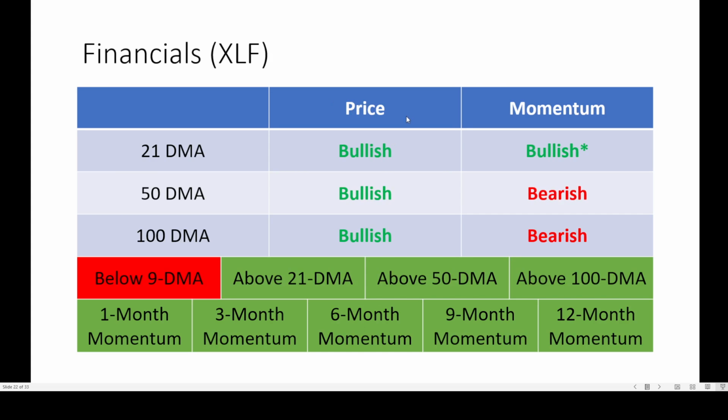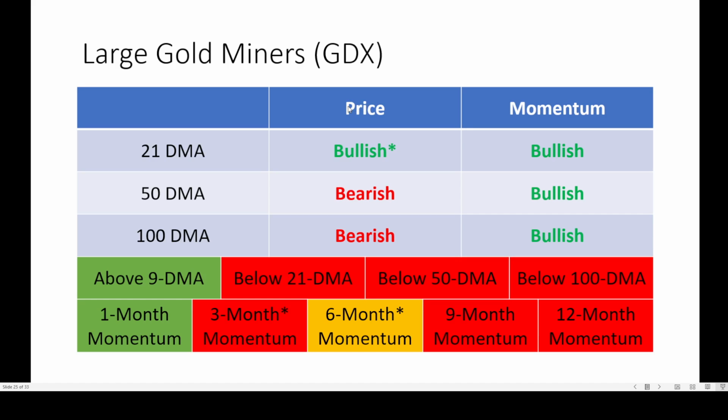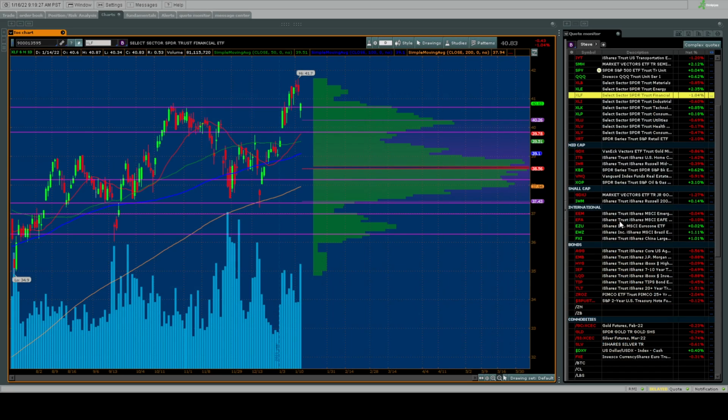Let's go on to gold miners, GDX. All right, we've got 21-day moving average turning higher, 3-month momentum breaking now. So that means momentum signals on a 3-month window are negative. 6 months has broken, but it's fighting back. It's starting to pull back up, but it still remains broken to the downside. Let's take a look at GDX to see if there's any hope here for mining stocks.